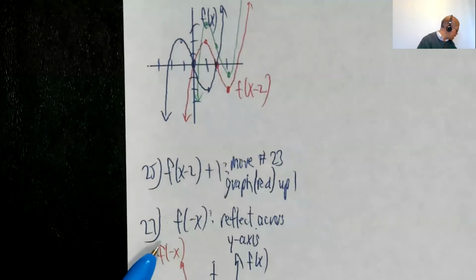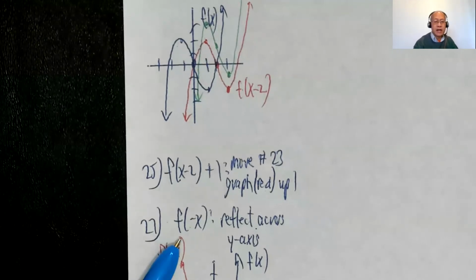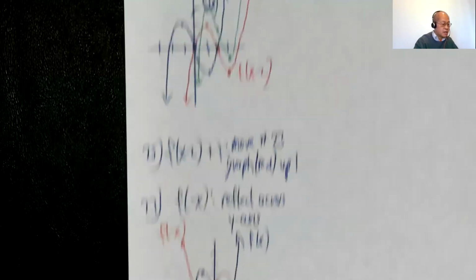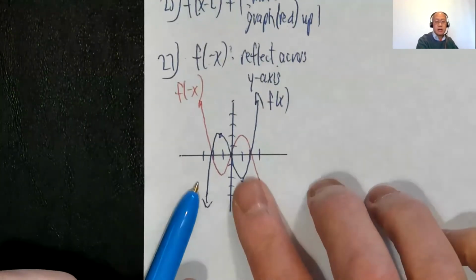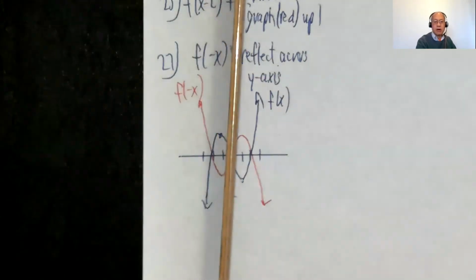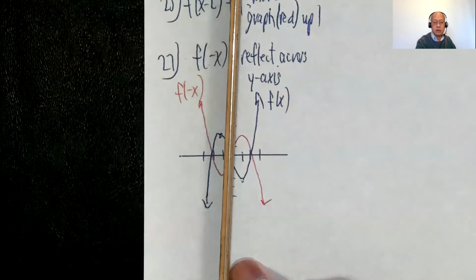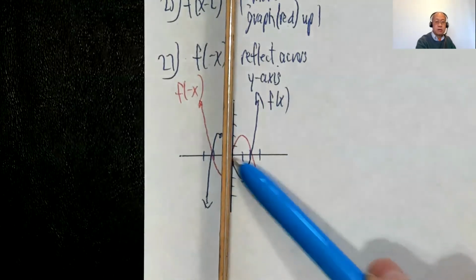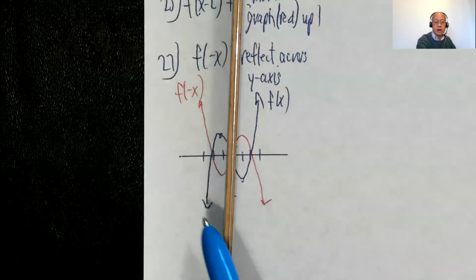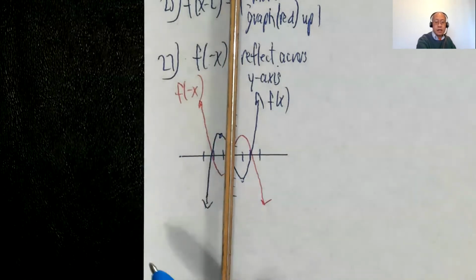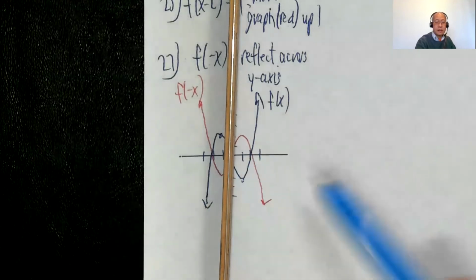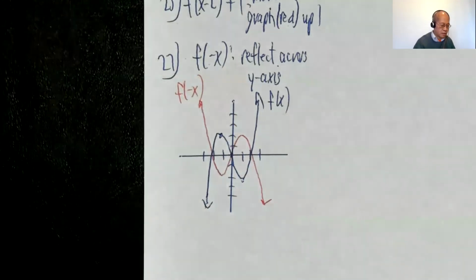And what happens with 27? f of negative x reflects the graph across the y-axis. So if you can imagine the original blue graph, and reflect like so. If you look at the original blue, the reflection across the y-axis looks like that. And then if you look at this part, the reflection would be something like that, f of negative x.